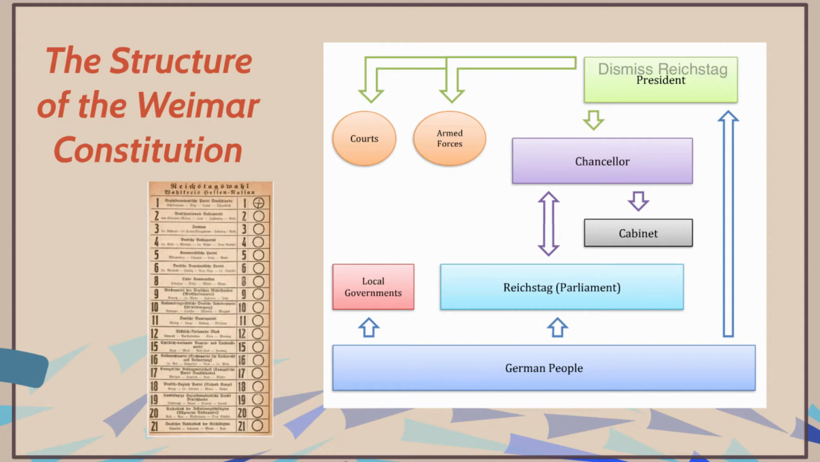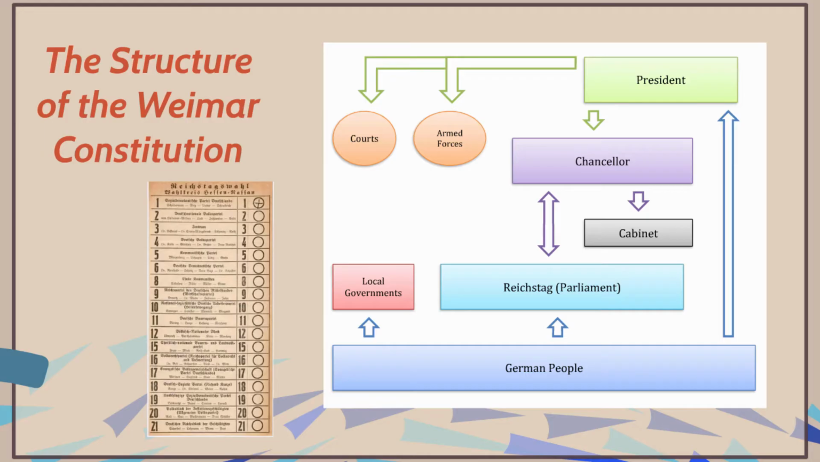The president could also dismiss the Reichstag and call new elections, as well as assume control of the army and armed forces. If things were happening, for example, maybe a war, or if the Reichstag wasn't able to make decisions, the president was able to dismiss them.